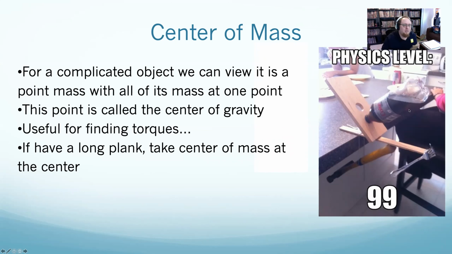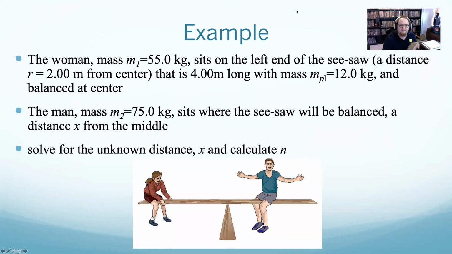So using the sum of torques equilibrium and that fact, let's actually solve a problem. This is taken from a textbook, but let's say I've got a woman of mass 55 kilograms sitting on the left end of a seesaw at a distance 2 meters from the center. And the seesaw itself is 4 meters long and has a mass of 12 kilograms.